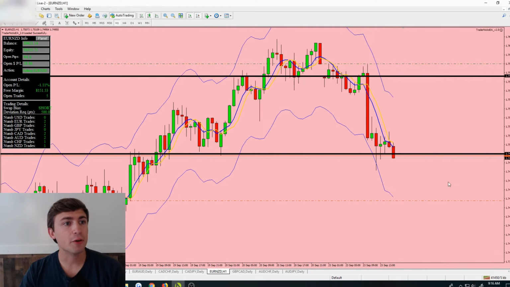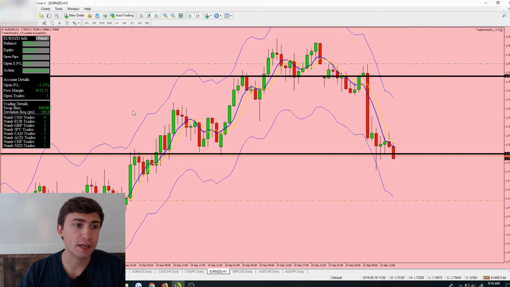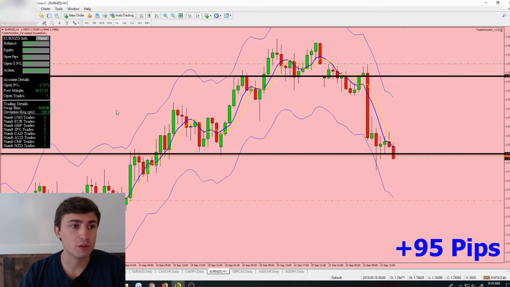Quick little update here on Euro New Zealand. We're still looking at the 1 hour chart. You can see we're trading underneath the black line that we did draw, which was a significant structure support. It'd be great if we could see this price break through and get some flush to the downside. We might see some continuation towards our take profit. Looking pretty solid right now. You can see up about 95 pips on the trade, so not bad at all. Floating around $28, $29 of profit on this particular trade.